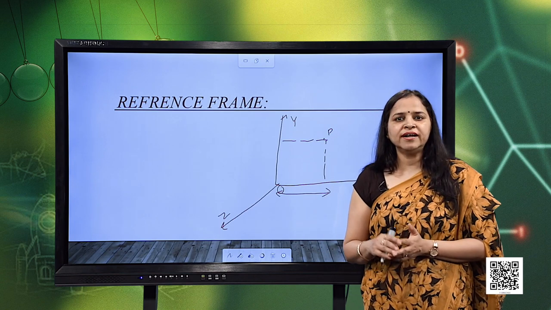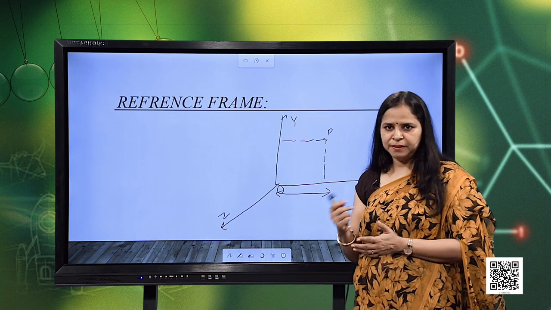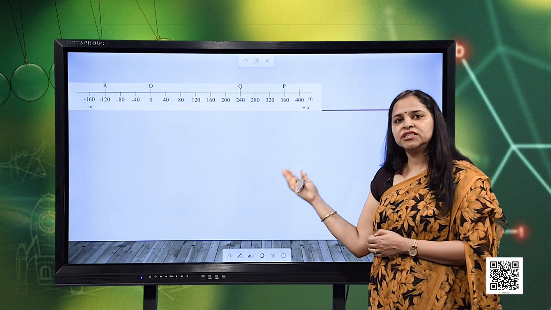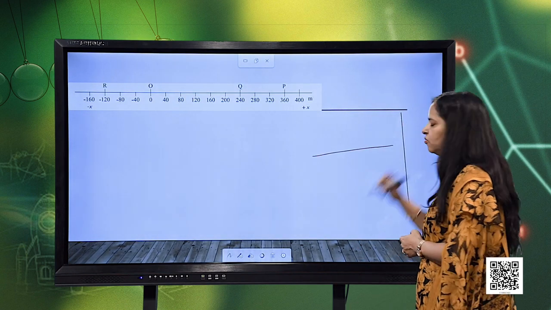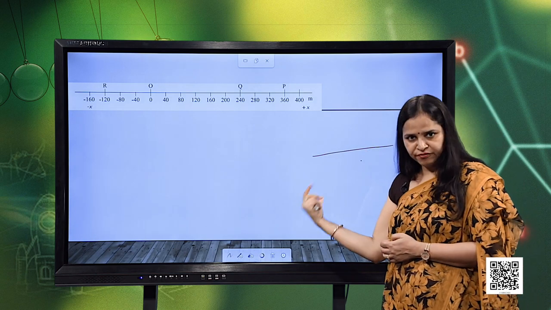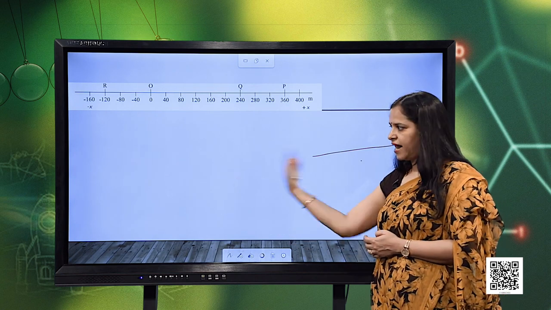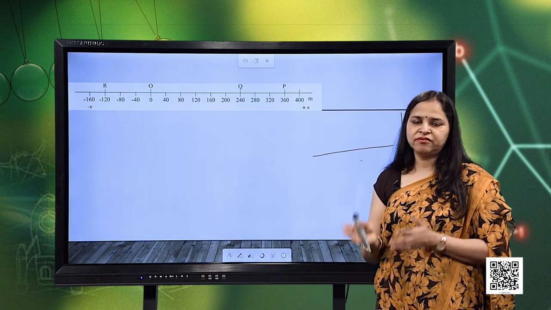In this chapter, since we are confining our discussion to straight line motion, only one of the axes can serve the purpose of reference frame. So here is one of the reference frames which I have considered, which may describe the motion along the x axis. It does not mean that the motion can be along the x axis only. It can be along the y axis also, or along the z axis, outwards or inwards with reference to this board. Also, we can describe the motion in a straight line as right and left, or up and down, or inwards and outwards. It is all our choice what we consider.